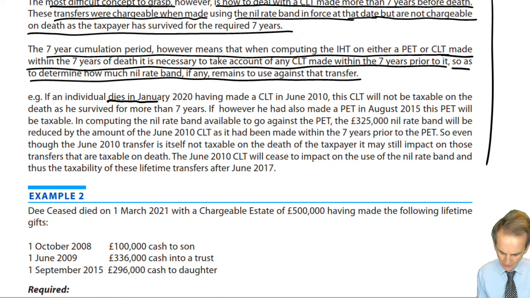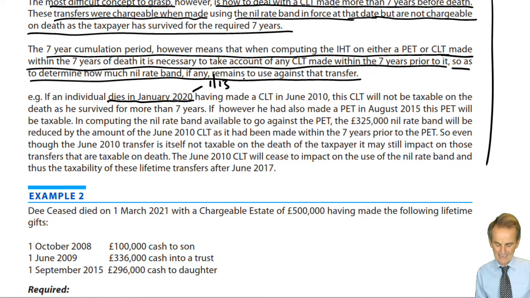So an individual dies in January 2020. Now, when you see that the taxpayer has died, we know that we are going to most certainly have to compute the computation headed lifetime transfers chargeable on death, and also deal with the chargeable estate. That is for sure. In relation to the lifetime transfers chargeable on death, we only go back 7 years from the date of death. So whatever was the day in January 2020, we go back to that date in January 2013. And only transfers within that 7-year period would now be taxable.